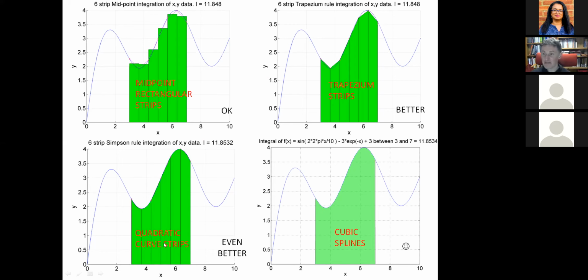I can go even better if I fit quadratics between the curves. That's called Simpson's rule. This is called the trapezium rule. And I can go even better still. I'm going to give a smiley face for this one if I fit cubic splines between the data points. So this curve is a slightly complicated thing involving sines and exponentials, just to get a bit of a wiggle there.